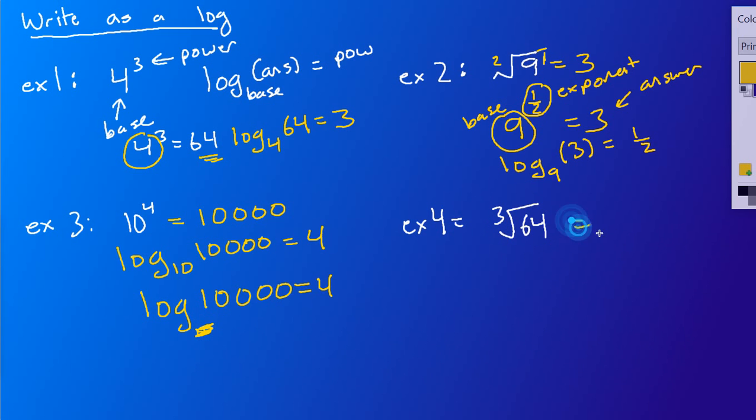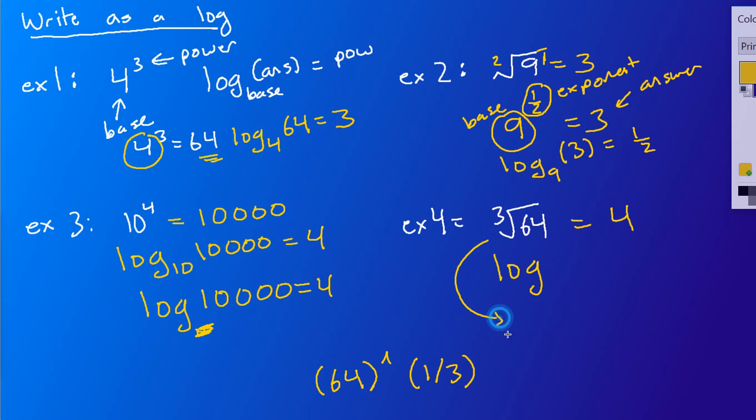The cube root of 64 is 4. If you don't know that, you can figure it out on your calculator by typing 64 caret 1 divided by 3. That will give me the third root of 64 equaling 4. This is log base what? Well, if I rewrite this, that's 64 to the 1/3 power equals 4. So my base is 64.